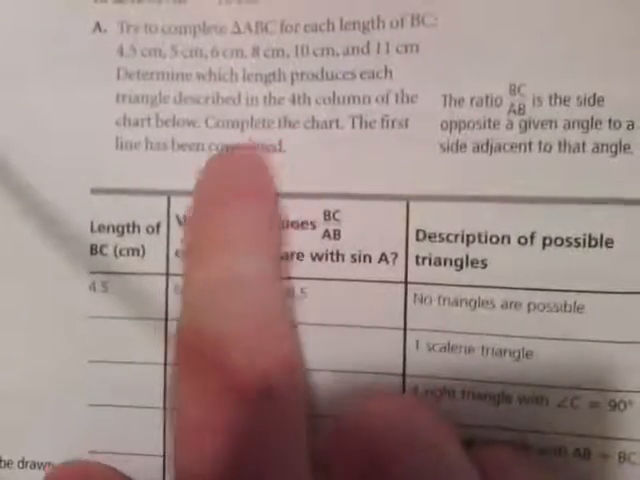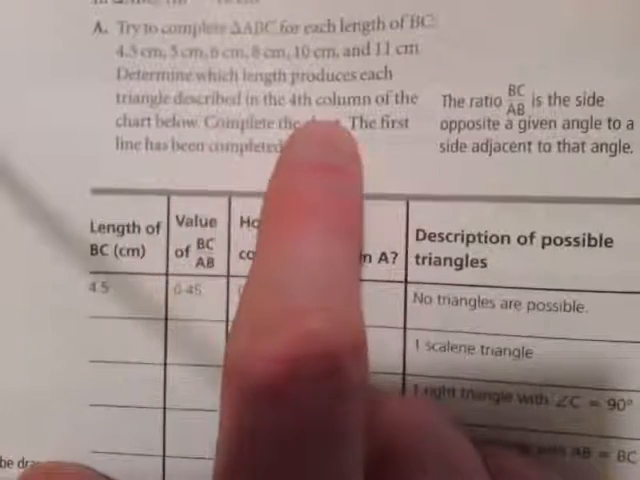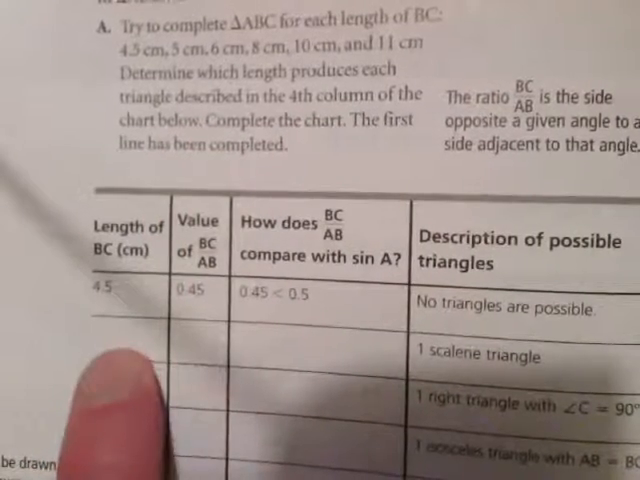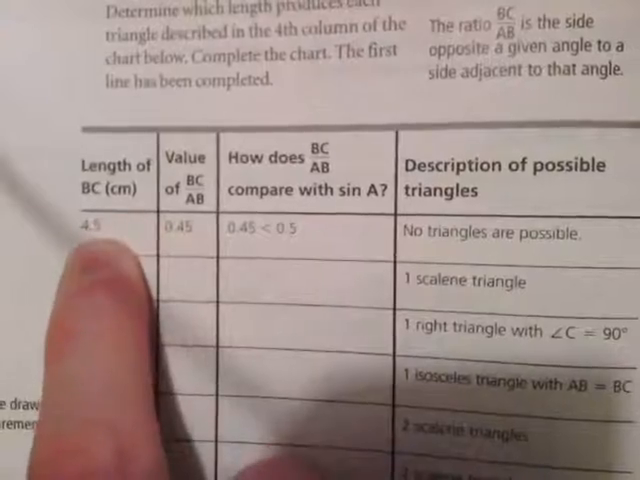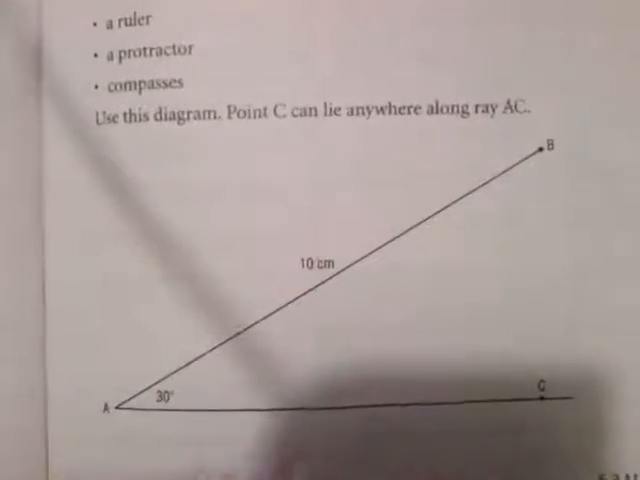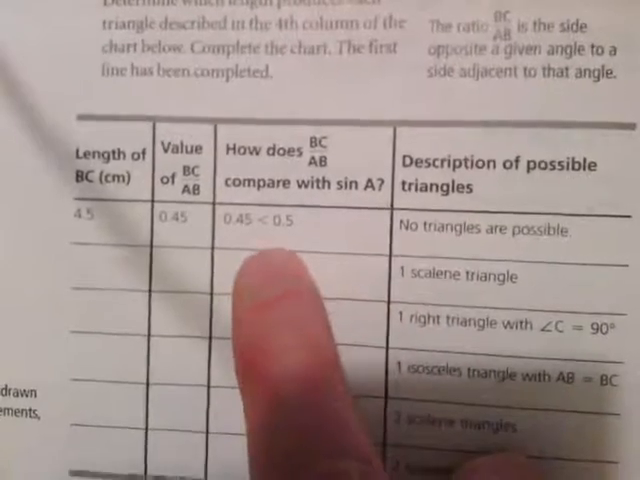It says determine which length produces each triangle described in the 4th column of the chart below. So I said like 5, 6, 8, 10, blah. It's not necessarily going to go in that order. You have to put in what works. Notice if BC was 4.5, if this was 4.5, it wouldn't work. No triangles are possible. Why?